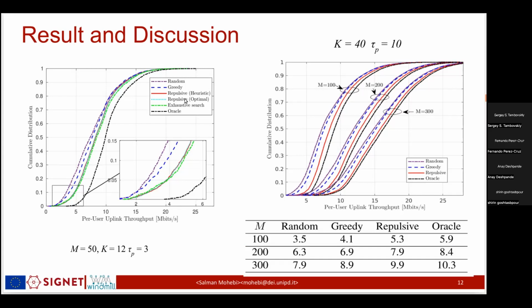What's the table again? I'm not sure if it's the average rate for the users or the 95th percentile. I need to check it. If you compare the numbers to the graph, it should be somewhere here. No, it's not the 95th percentile. Because the average should be somewhere in here, maybe. So why is the exhaustive search doing worse than the repulsive?